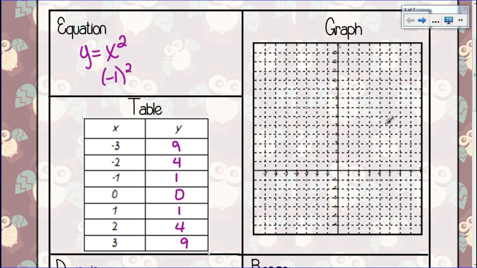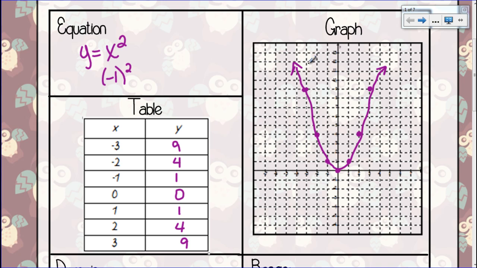So we're going to plot these points over here so that we can graph them. So we start at negative 3, 9. And then we go negative 2, 4, negative 1, 1, and then of course 0, 0. And then it goes back the other way. So I have 1, 1, 2, 4, and 3, 9. And so there is what our graph looks like. And when I connect the points with a smooth curve, we don't make a V, we make a smooth curve, so it makes a U.